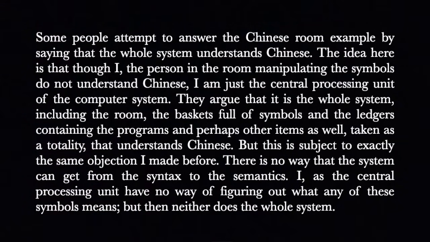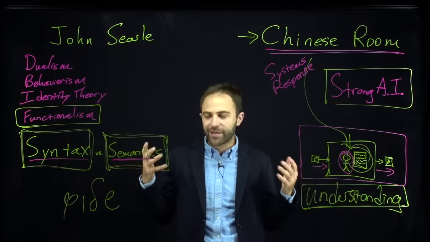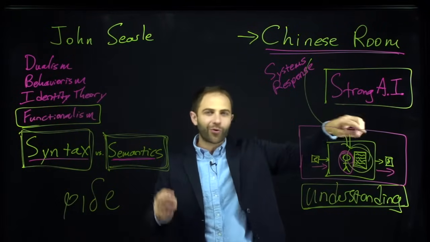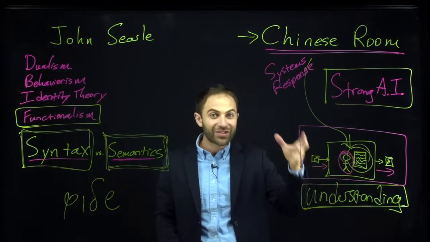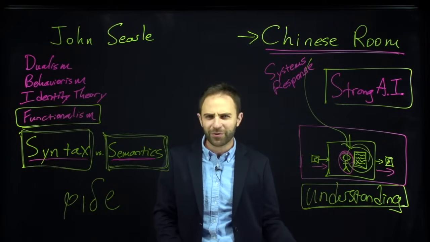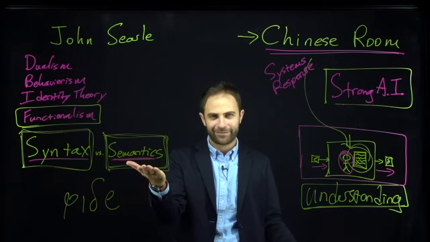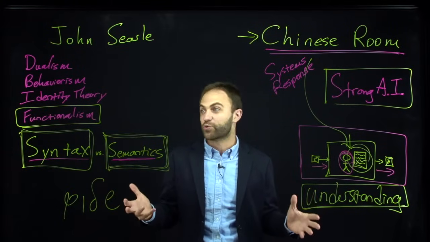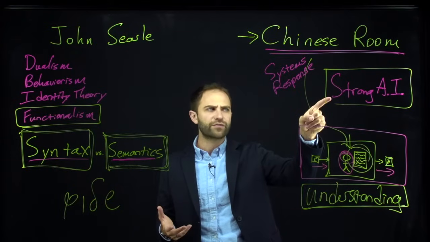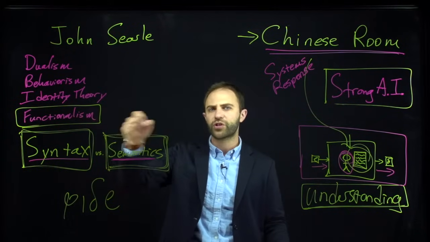But this is subject to exactly the same objection I made before. There is no way that the system can get from the syntax to the semantics. I, as the central processing unit, have no way of figuring out what any of these symbols means, but then neither does the whole system." Okay, that's Searle's response. The point is, it doesn't matter if you include the whole system. The whole system is just a symbol manipulating system, like a digital computer. But symbol manipulation is never enough for actual understanding. It's not crazy. That kind of seems right, and if that's right, then strong AI is false, and maybe as a result, functionalism in general is also false.